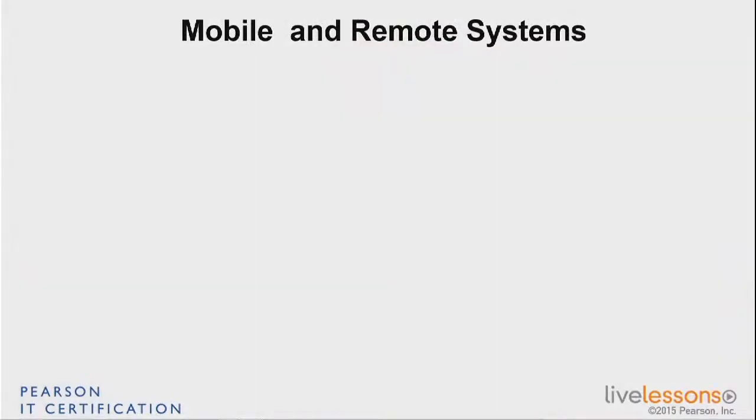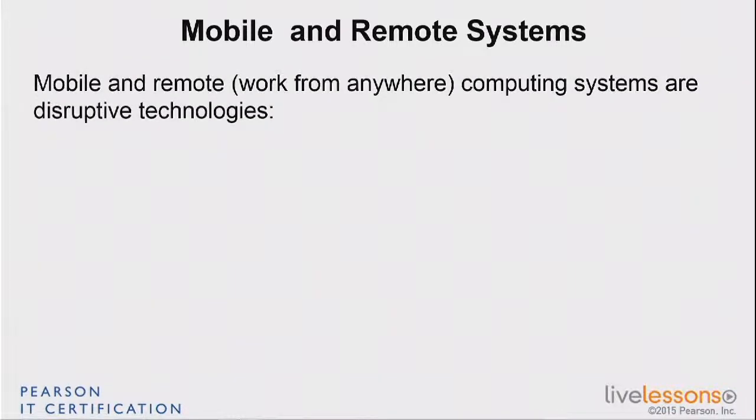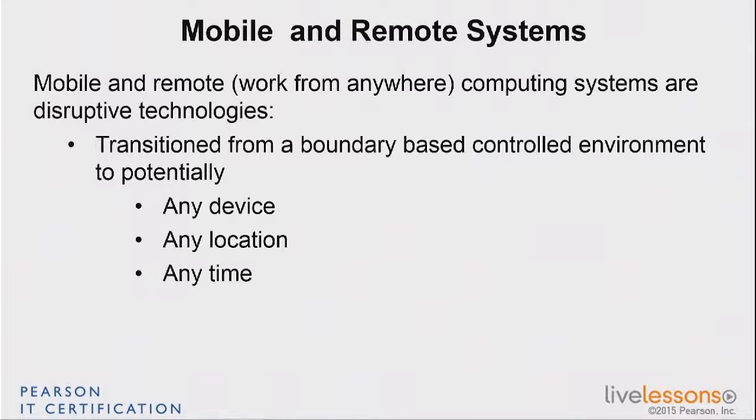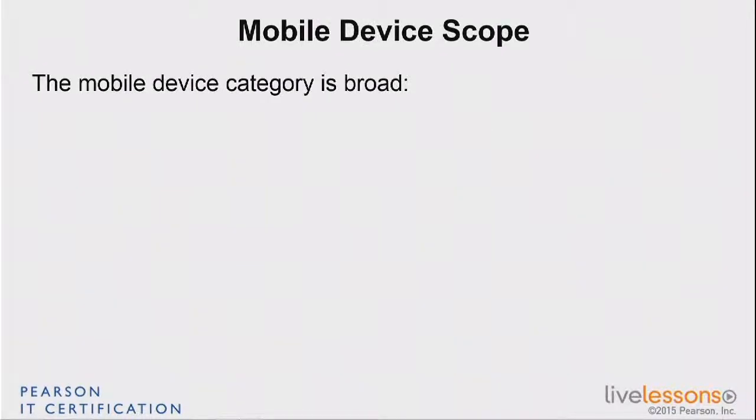So we're going to look at mobile and remote systems in this lesson. Mobile and remote, sometimes referred to as work from anywhere, computing systems are very disruptive technologies. We have transitioned from these boundary-based controlled environments, inside walls and locations that we can control, to potentially having our network extend to any device, any location, at any time. That means we have just blown out the walls, if you will, of our infrastructure, so now we have to ensure that we're securing all of these remote locations and these mobile devices that can just travel anywhere.